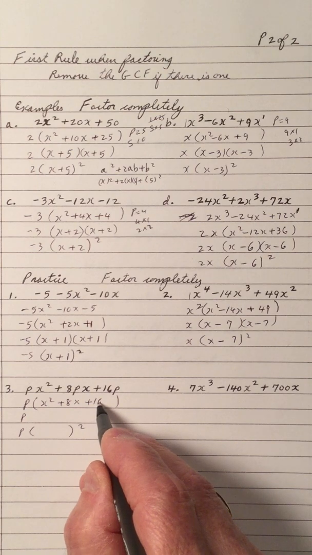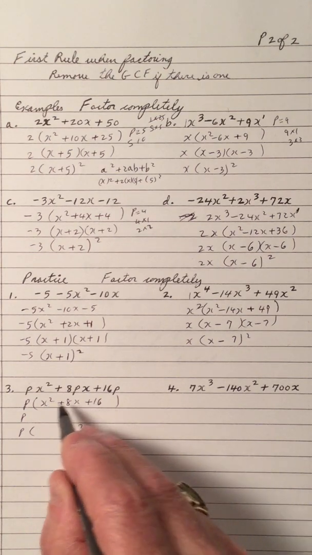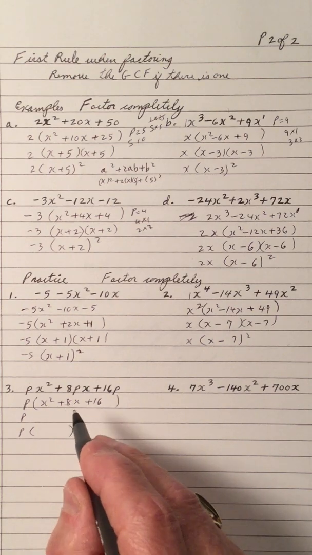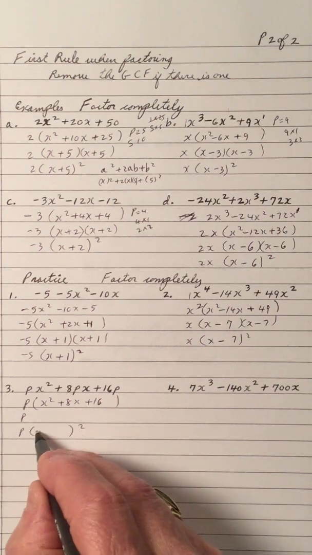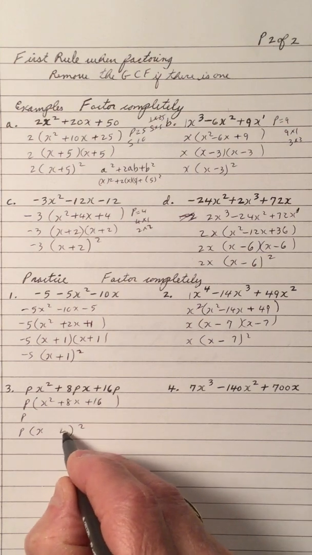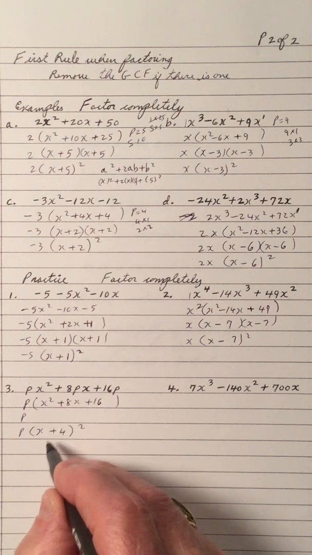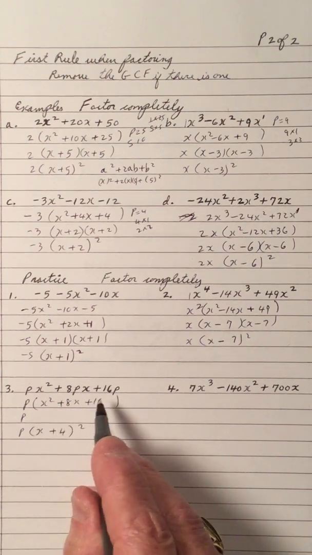The square root of 16 is 4. The square root of x squared is x. 4 times x is 4x, double is 8. So that's a perfect square trinomial. x is the square root, 4 is the square root, and the sign in the middle is a plus. So that's how you do it fast.